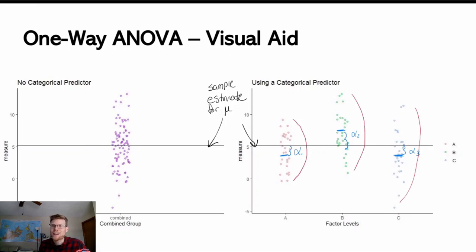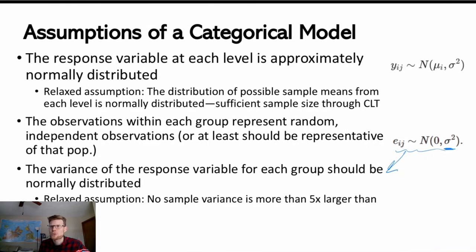Now, they're not going to be exactly the same. They're going to have some variation. That's totally okay, and that's where kind of this more relaxed assumption comes in. ANOVA is actually a robust enough method that the variances can be pretty different, but typically the assumption that you're going to see is that no sample variance should be more than 5 times larger than another.